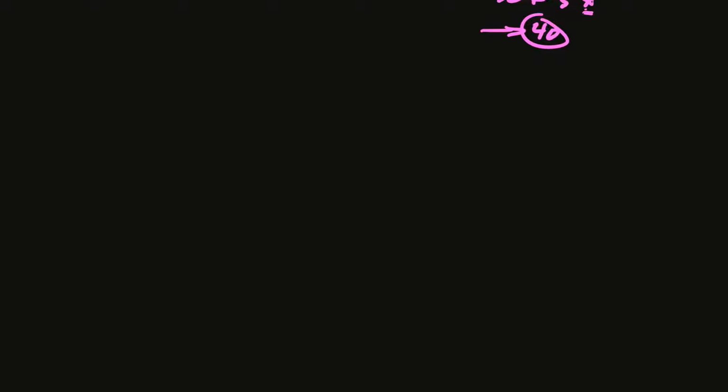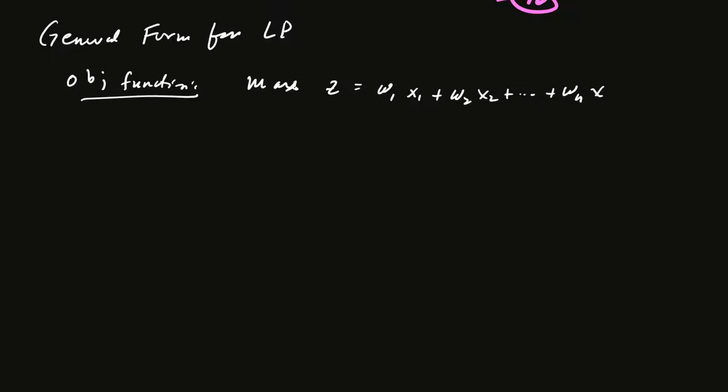So let's go ahead and write down the general form for a linear program, LP. We're going to have our objective function, and that's going to be some z is equal to, and now the way we want to write it is max or min, we'll just go ahead and write it as a max. Z equals omega 1 x1 plus omega 2 x2 plus omega n xn. So notice that this function is linear in all the x's.